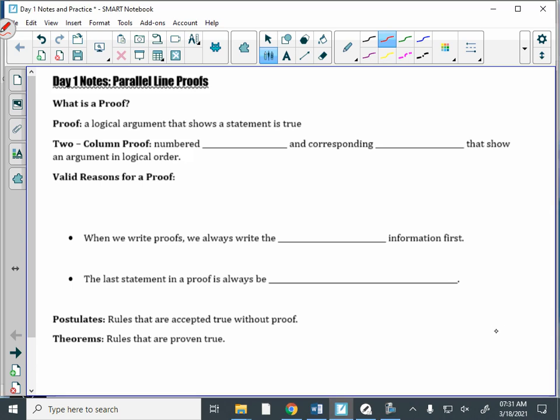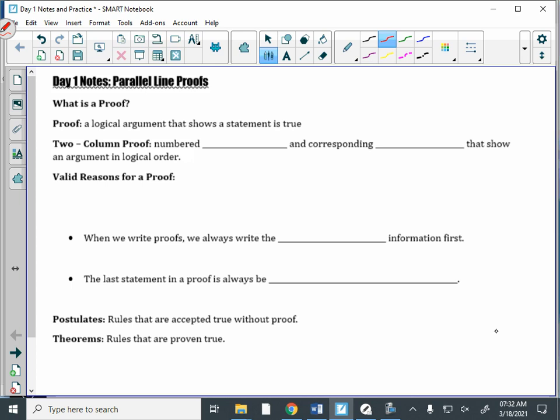What a proof is, it's just a logical argument that shows a statement is true. So that's all it is. It's you trying to explain why something is true. It's no different than writing a paper in English class. So no different than debating with a friend. Okay? It's just explaining why something is true.